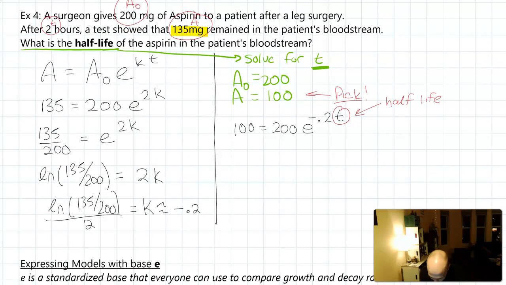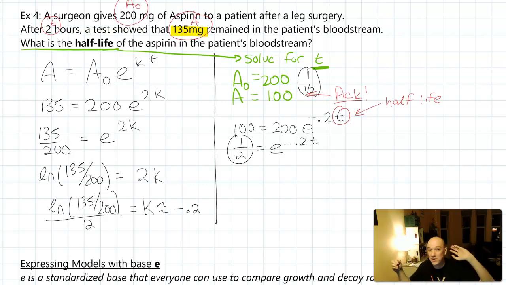Now, I divide by 200, I get this interesting thing again that says 1/2 equals e to the negative 0.2 t. And I get a feeling that I could have just started with an initial value of 1 and a final value of 1/2. That actually is the most efficient thing to do, not even going to the 200s. But if you don't like that, you can pick any numbers you want.